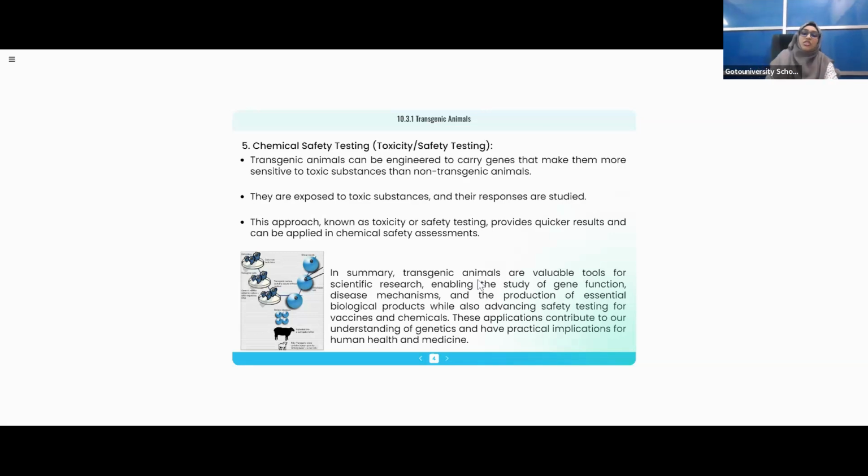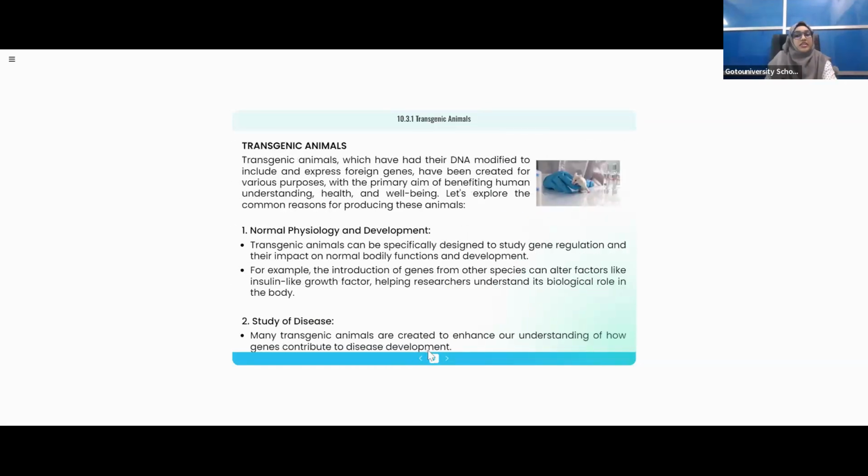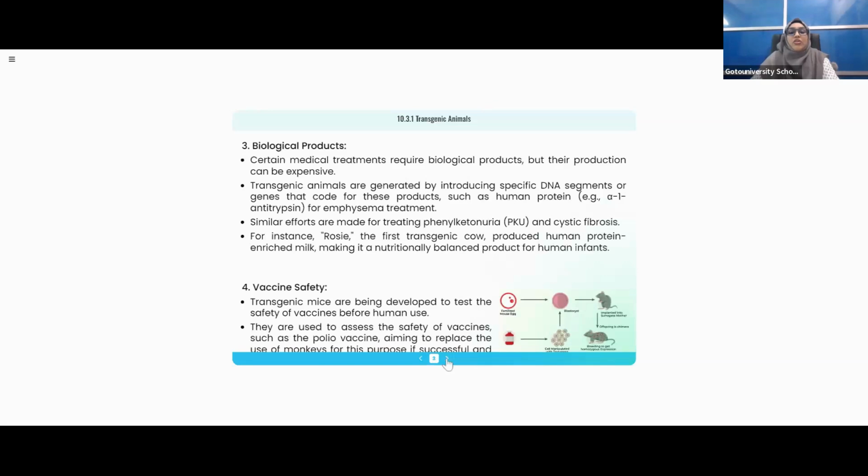Is it clear? Let us recall what we studied. First we studied transgenic animals. They have their DNA manipulated, modified to express a foreign gene. For human beings they act as a model here. So we can study the normal changes in body function using transgenic animals, and we can study different diseases, their cures, their effects, their impacts, everything. Then comes biological products. Transgenic animals not only help us by showing the impact of drugs, they also give us very important and useful biological products for humans. Is it clear?